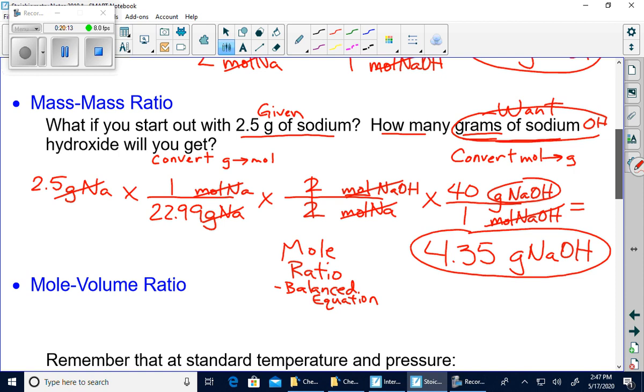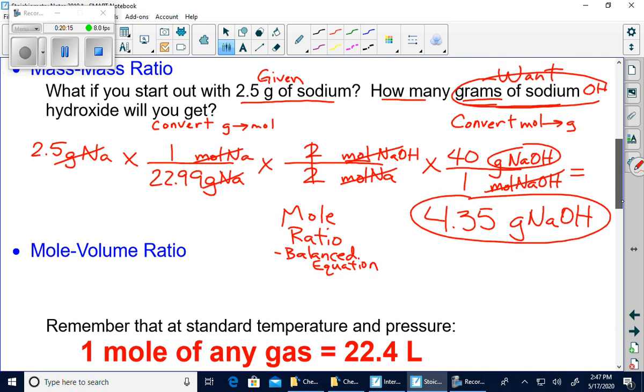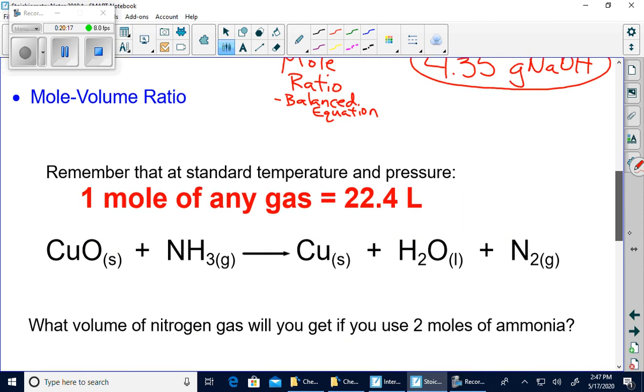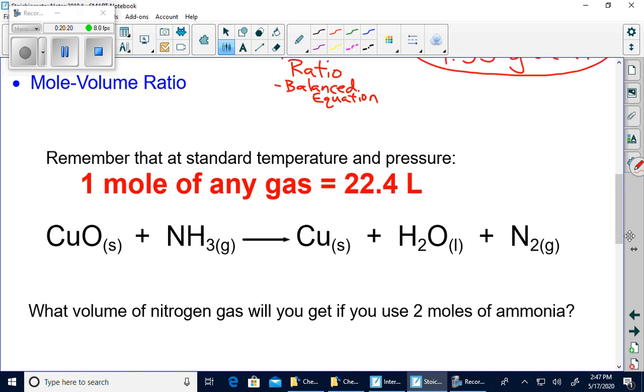Good so far? Not so bad? All right, remember how for a gas we have to add this: 1 mole of any gas is equal to 22.4 liters at STP. Once again, it will always be at STP for you. Okay, so let's try it.